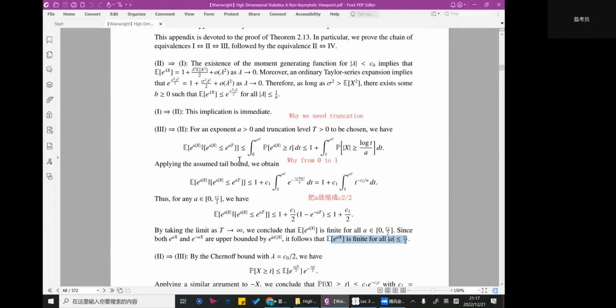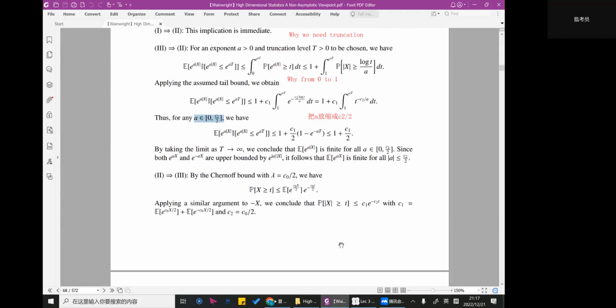So by proving 3 to 2, the author used 3 tricks. The first one is truncation at level t, and finally taking the limit as t tends to infinity. The second trick is by splitting the integral from 0 to 1 and from 1 to another value. The third trick is about the inequality. Use the inequality to make it larger than that of c2 over 2. So we get the final results.